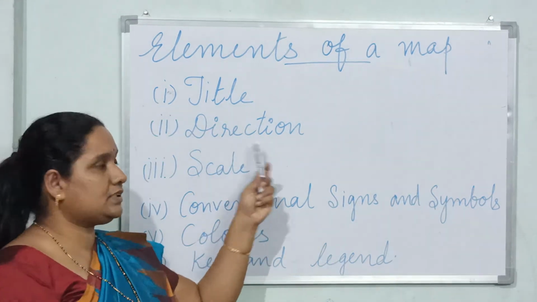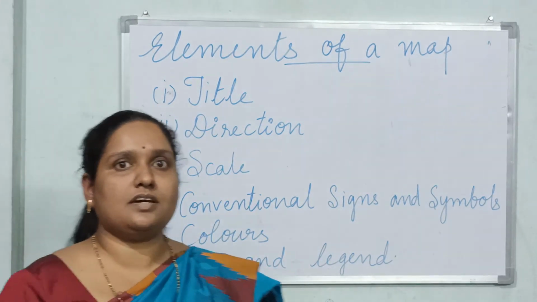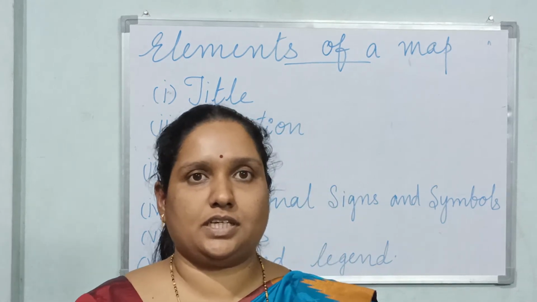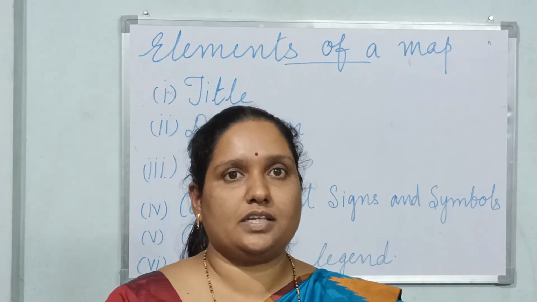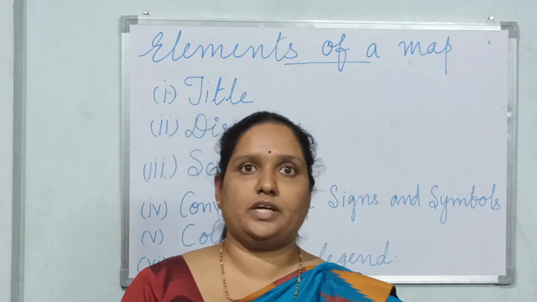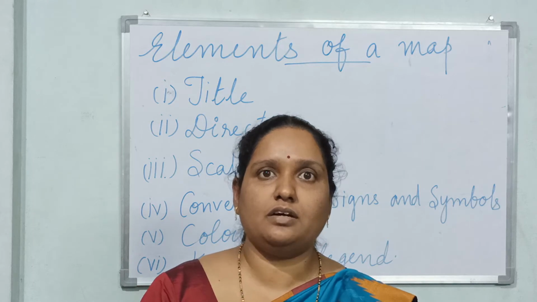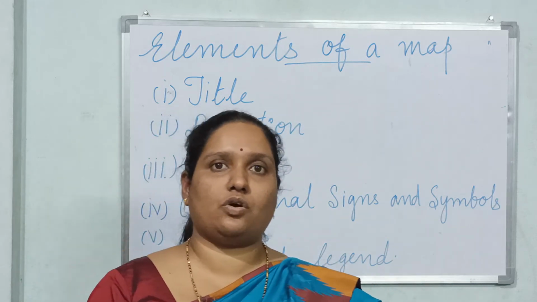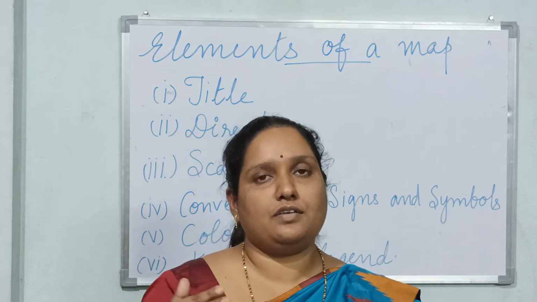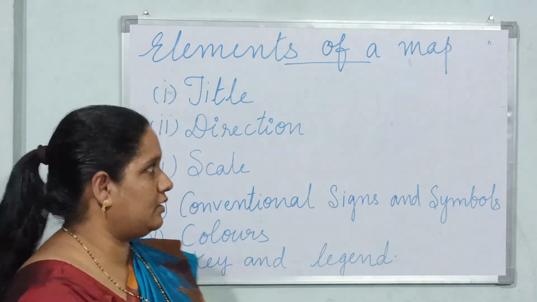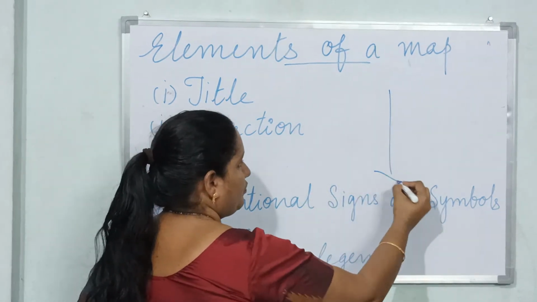The second one is directions. Directions are very important when we read a map. Usually the teacher says that it is in the western side, it is in the eastern side, or north or south. So if we know the direction, then only it will be easy for us to identify the places. There are mainly 4 main directions called cardinal directions, and 4 directions called intermediary directions. Let's see the directions here.